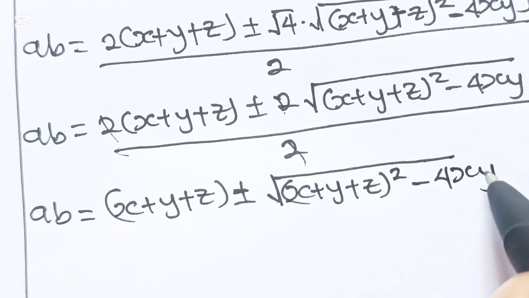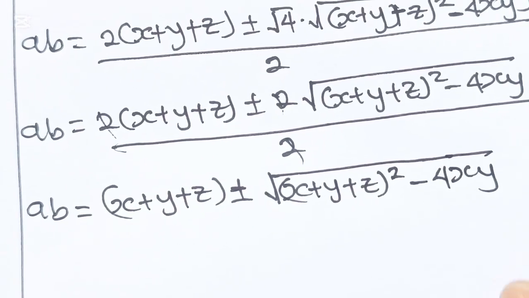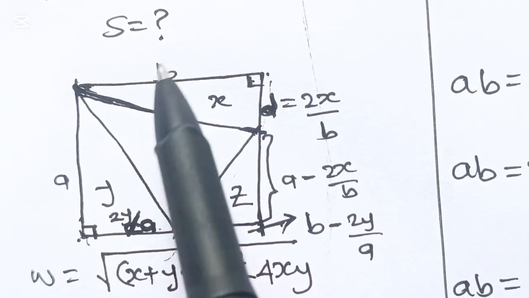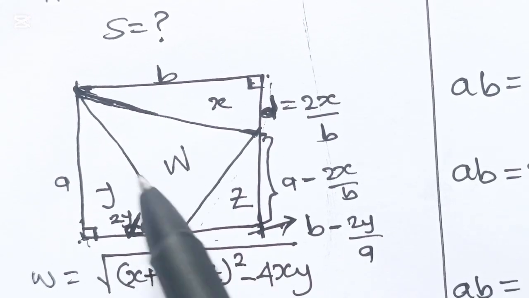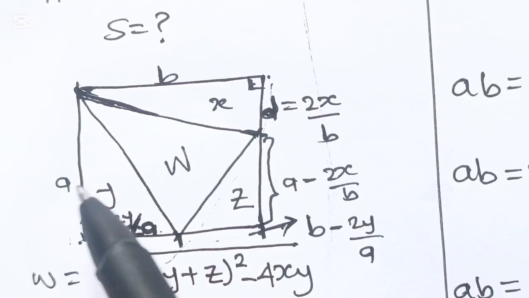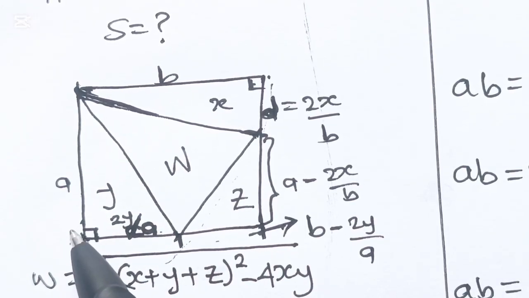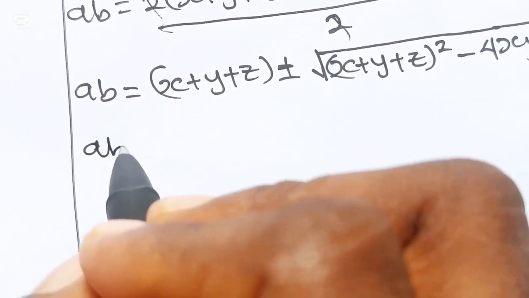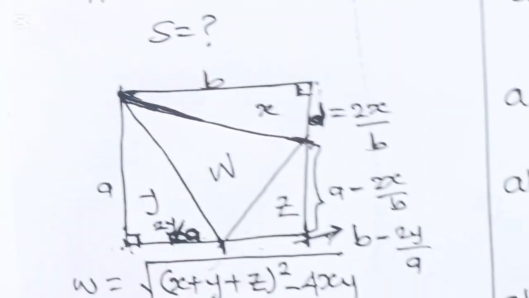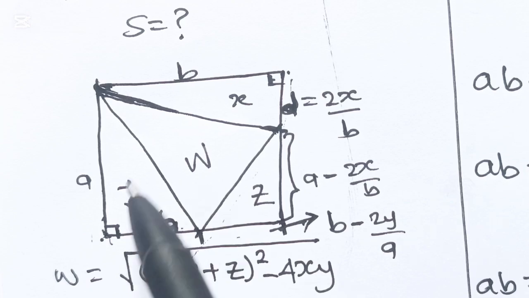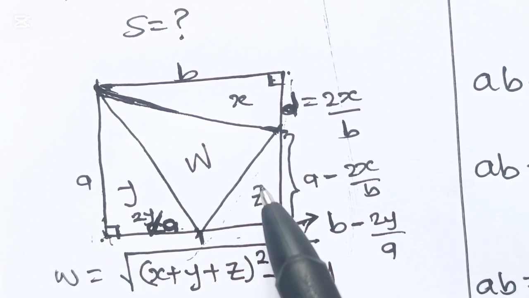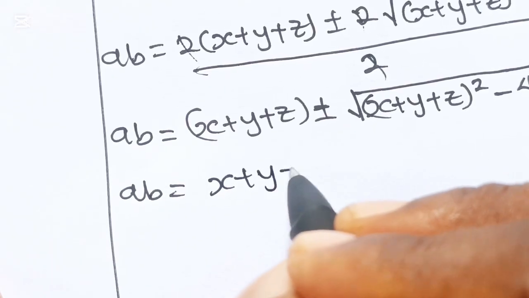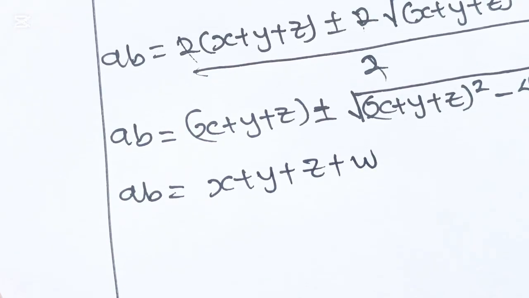minus 4xy. Now I want us to recall something. Let's go back to this diagram. You can see that ab is the same thing as the area of this rectangle. So it means that we can also say that ab is equal to the sum of all the areas inside this shape, right? So x plus y plus z plus w, right? So we have x plus y plus z plus w.